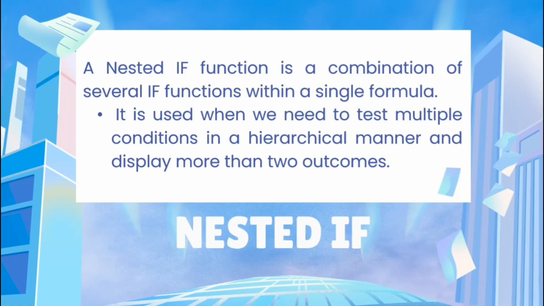For example, when we want to classify scores into multiple grades A, B, C, D, when one if is not enough, so we use several ifs linked together. Each if checks a different level of the condition step by step. That is why nested if is commonly used for multi-level categorization, ranking, labeling, or scoring systems where more than two outcomes are required.